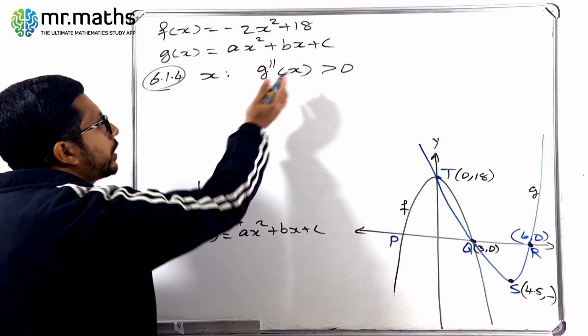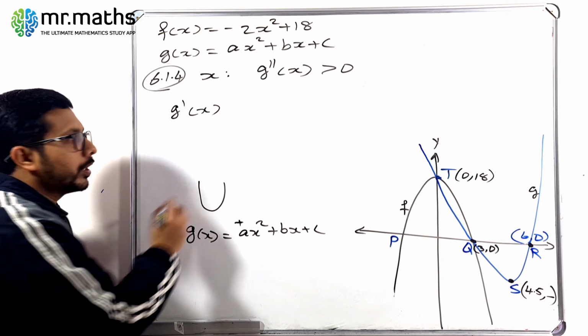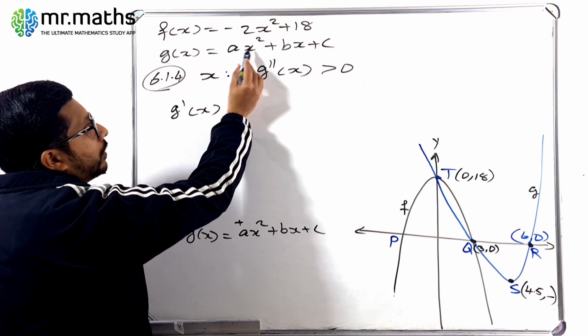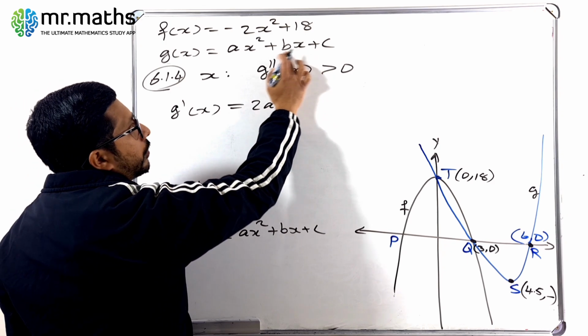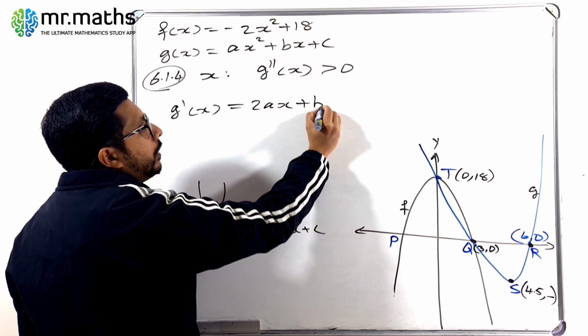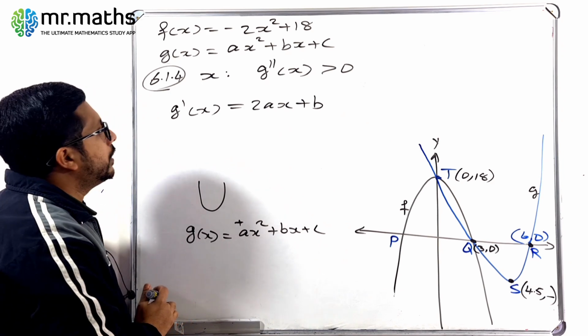Now let's try to find g dash of x, the first derivative. What is that? This is g of x, so the derivative of ax squared is 2ax. What is the derivative of bx? It is b. What is the derivative of the constant term? It's 0. That is g dash of x.